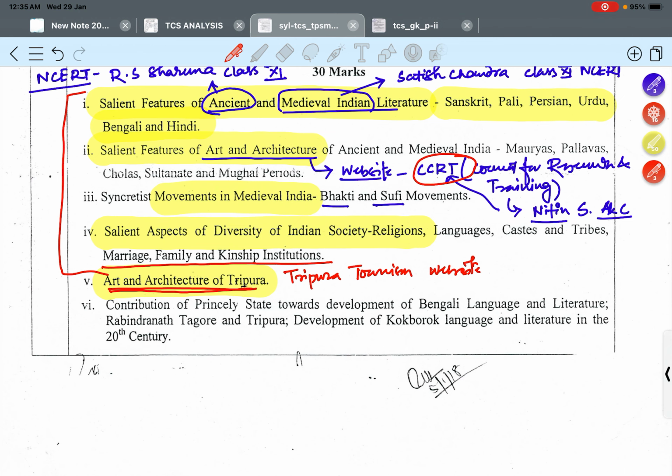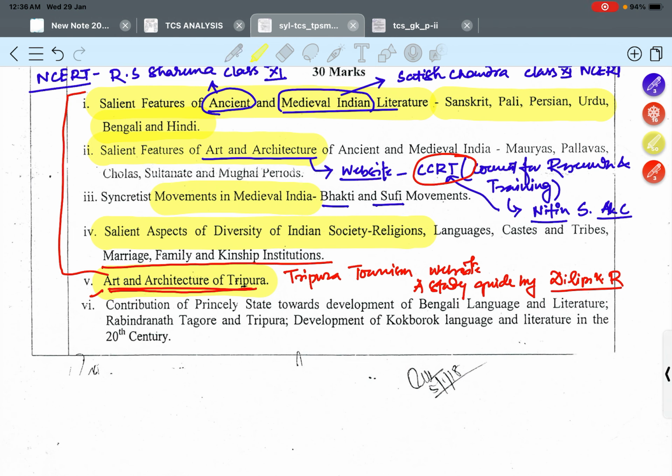But there are a few things that you will not get from the website. At that time you have to go to Google and research it. Or you will also get this portion in the book that I recommend for Tripura's history, that is A Study Guide, Tripura by Dilip Kumar Roy. In this book also you will get it. But first of all you go to the Tripura tourism website, after that you refer to this book.